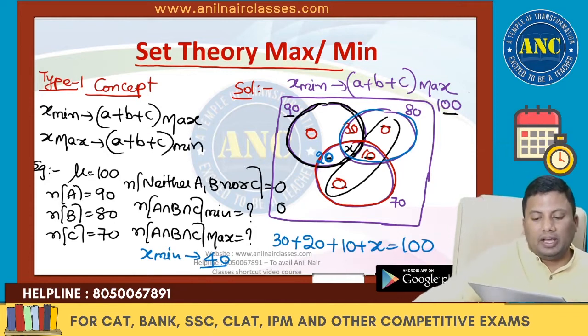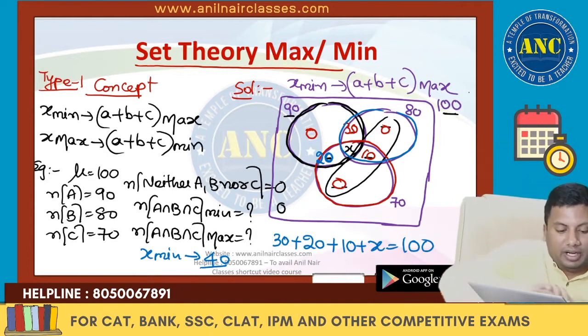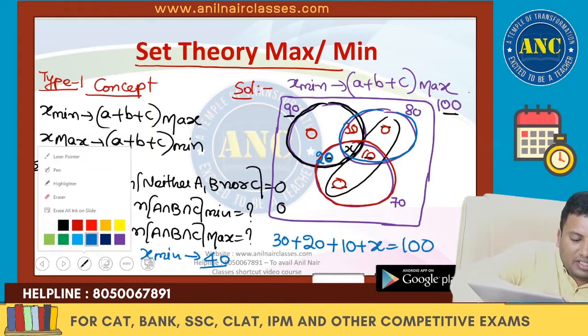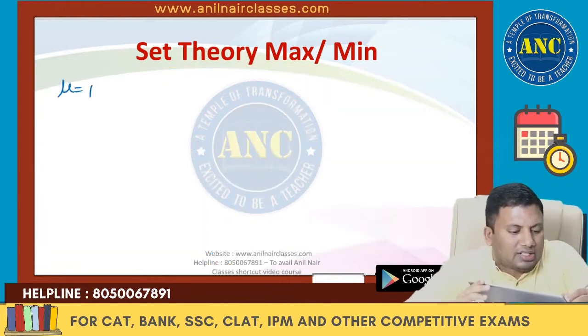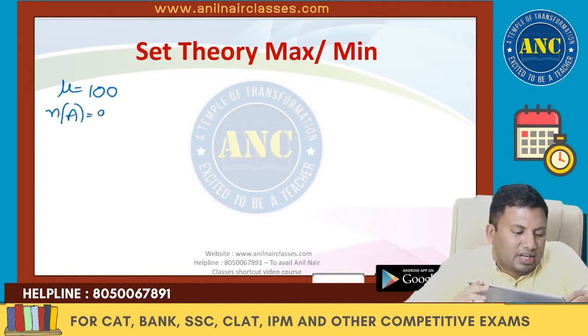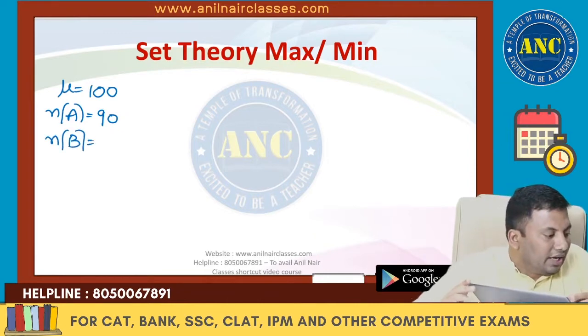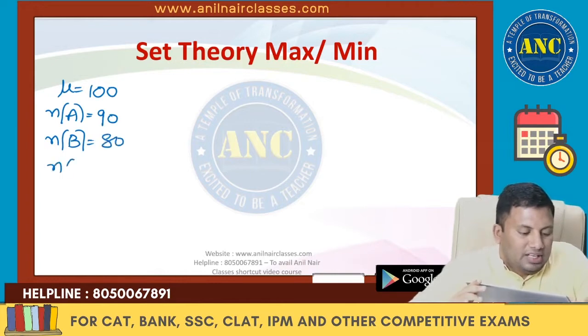Again I am explaining. Please listen carefully, sir. This is an easy question, but if you understand Anil Nair's way of solving, you can solve it in less than 10 seconds. N of A is 90, N of B is 80, N of C is 70.